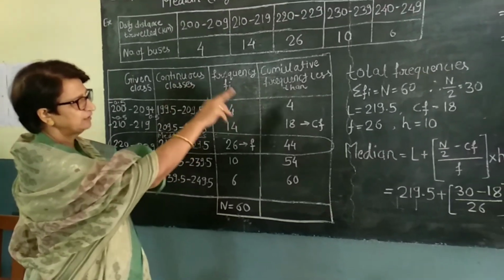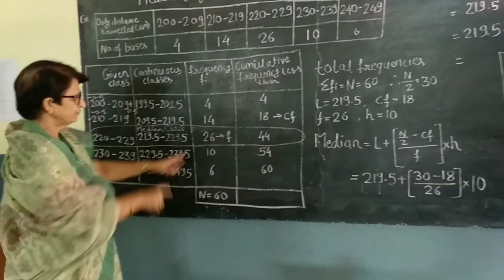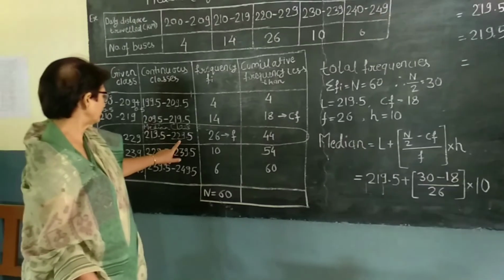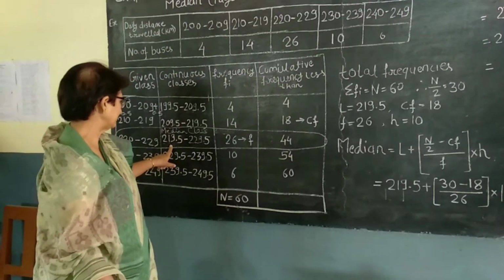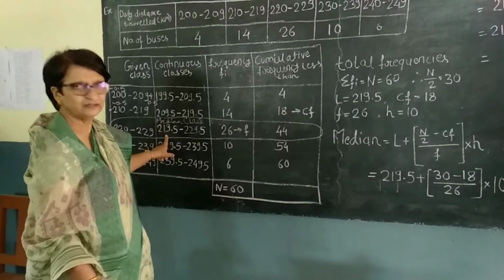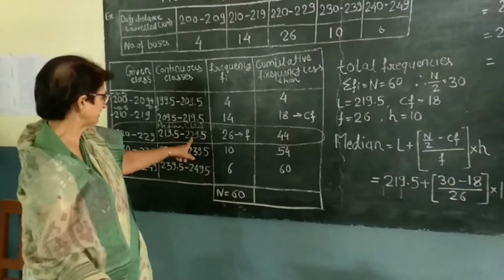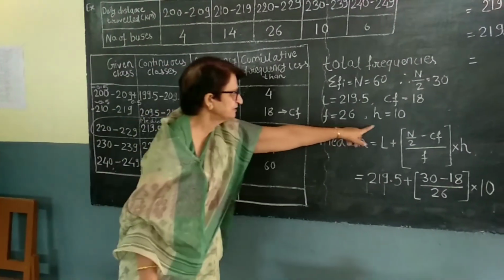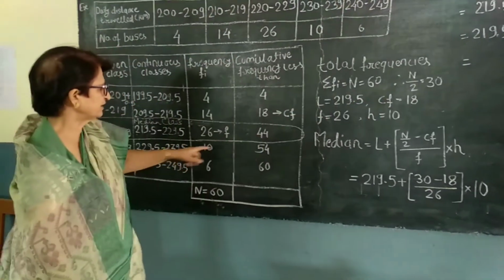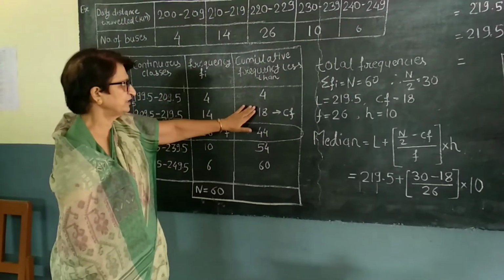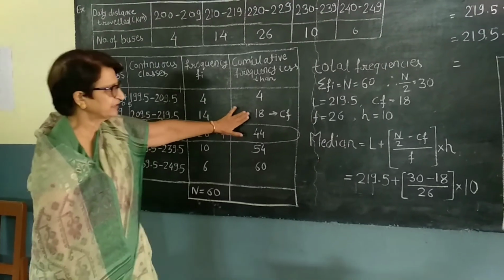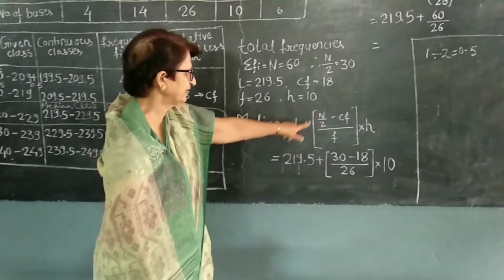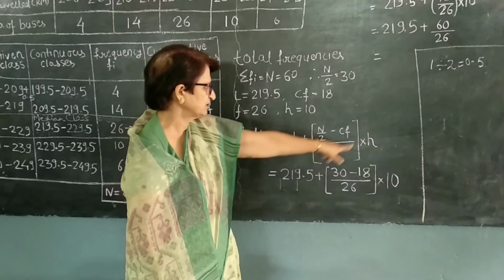The same formula: lower limit 219.5, frequency 26, height 229 minus 219. How much will it come? 10, right? So simple, it is 10. Height is 10. And how much is the cumulative frequency? Again, the cumulative frequency above this one, that we have to take. That becomes 18. Again, just put the formula L plus n by 2 minus cumulative frequency upon frequency into height.